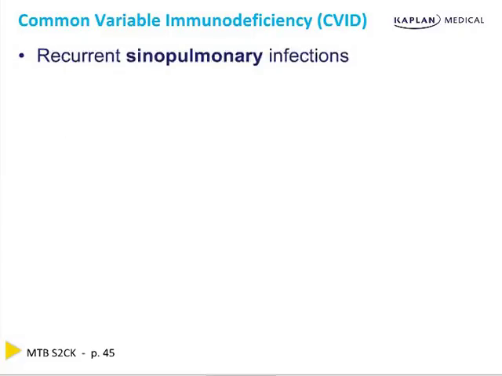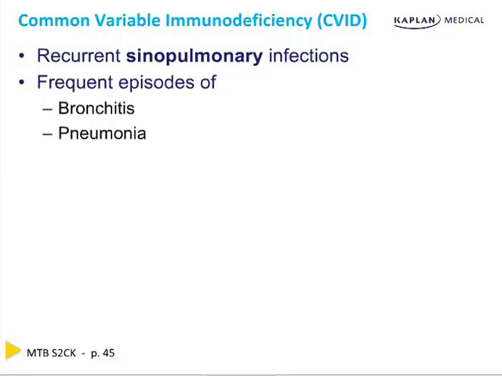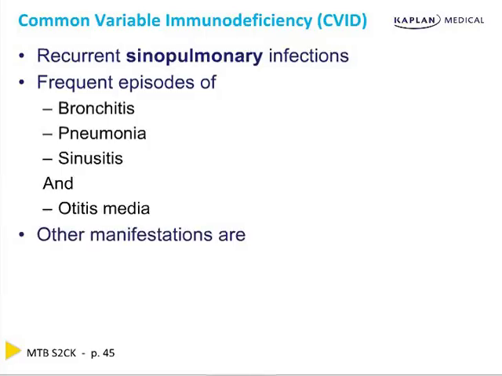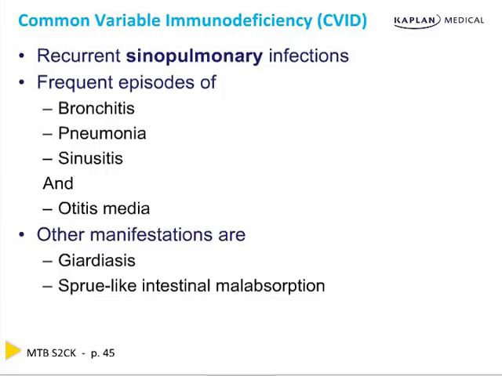As a clinician, you might be wondering to yourself, how will a patient with this syndrome, CVID, present to me? Well, they're going to present with recurrent sinopulmonary infections in adults, distributed equally amongst genders. They're going to have frequent episodes of bronchitis, pneumonia, sinusitis, and otitis media. Other manifestations actually do include giardiasis and a sprue-like intestinal malabsorption. What you'll also notice with these patients is that they have an increase in autoimmune diseases such as pernicious anemia and even seronegative rheumatic diseases.